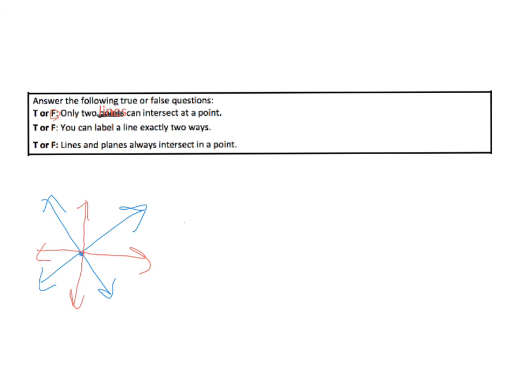So with a line, here's our theoretical line, and usually we use points on the line to help us label it. So let's just add some points. Let's add A, B, and C. Well, we can label this point. We can label this line. We could name it AB. We can be careful of our notation and put the line symbol on top.